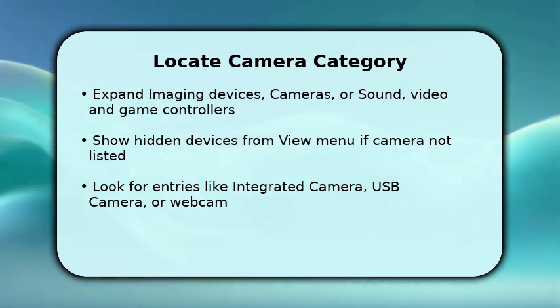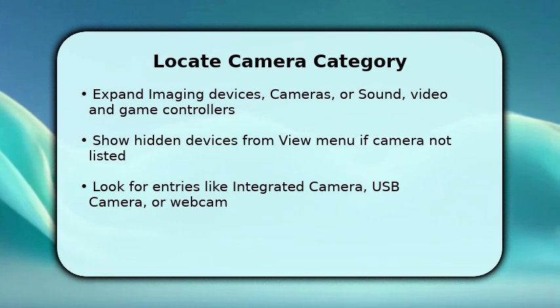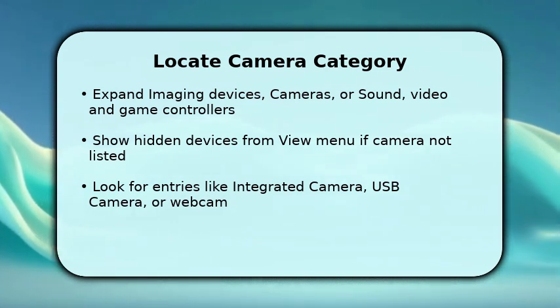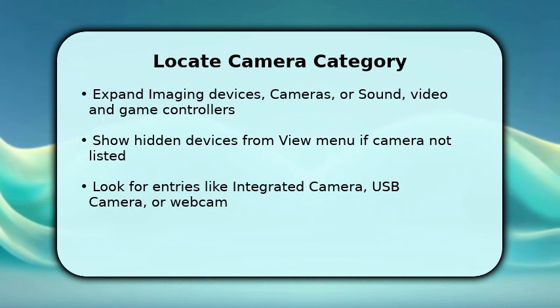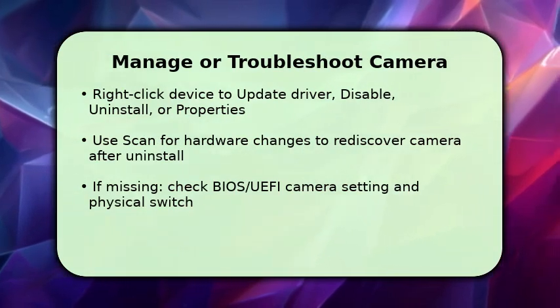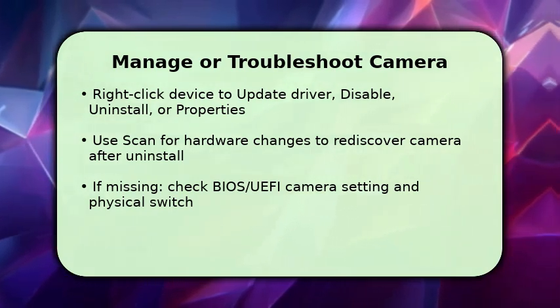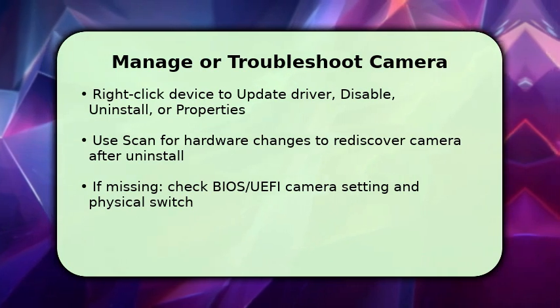Once you spot names like Integrated Camera, USB Camera, or Webcam, right-click to view properties and driver details. That helps confirm. To finish, right-click the camera entry to update driver, disable, uninstall, or open properties for hardware ID and events. After uninstalling, click Action, then Scan for hardware changes to let Windows rediscover the camera.